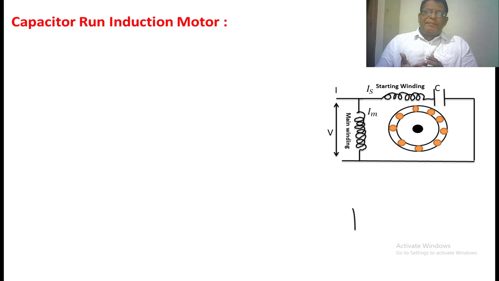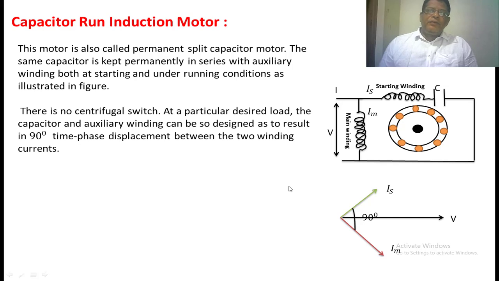We select the capacitance in such a way that the angle between the main winding current and the auxiliary winding current is 90 degrees. So whenever we apply the sinusoidal voltage to the main winding and auxiliary winding, it behaves like a two-phase voltage applied to the stator winding. So a rotating field will be created in the stator winding, and the rotor will start rotating whenever we give a supply to the induction motor.